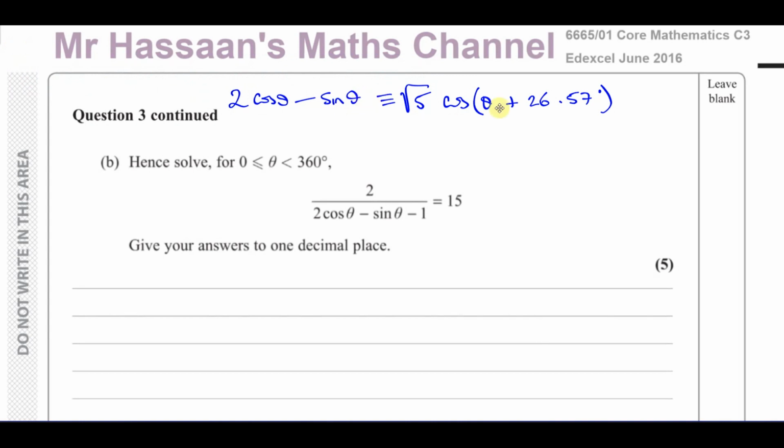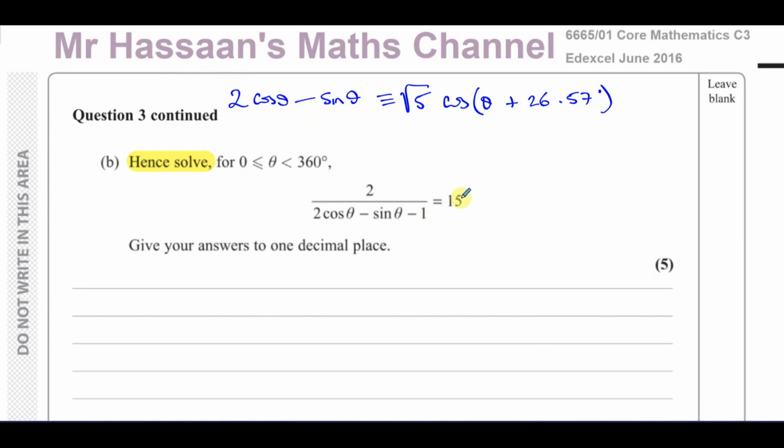All right, so that's the answer for part A, which we're pretty sure we're going to use now. It says hence, and the word hence means using what we just did. There's no choice. It's not like "or otherwise," just hence. Solve for 0 to 360, angle theta. 2 over 2 cosine theta minus sine theta minus 1.